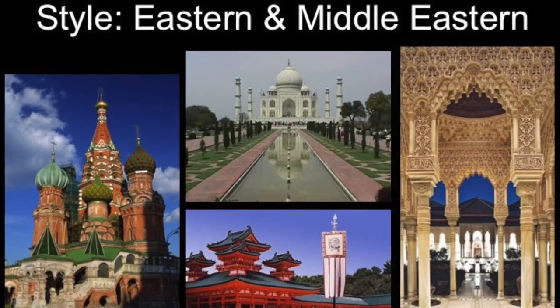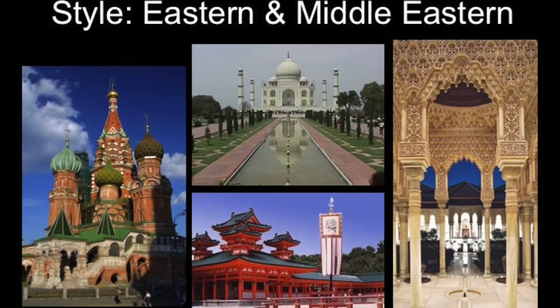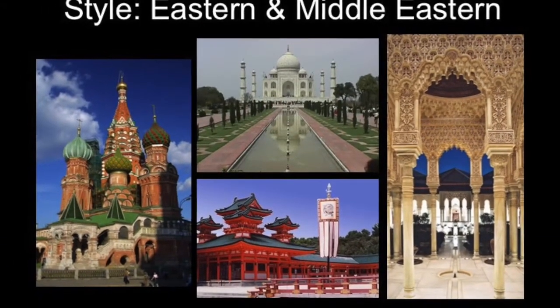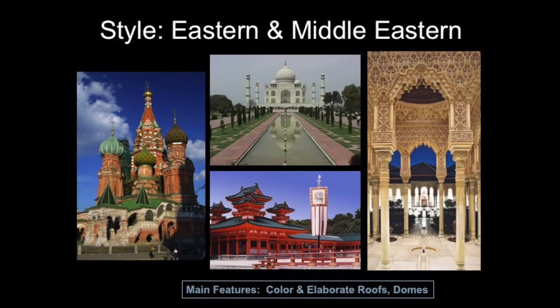Here we have Eastern and Middle Eastern architecture. What do these buildings have in common? The main characteristics of this style are domes, elaborate roofs, and the use of color.